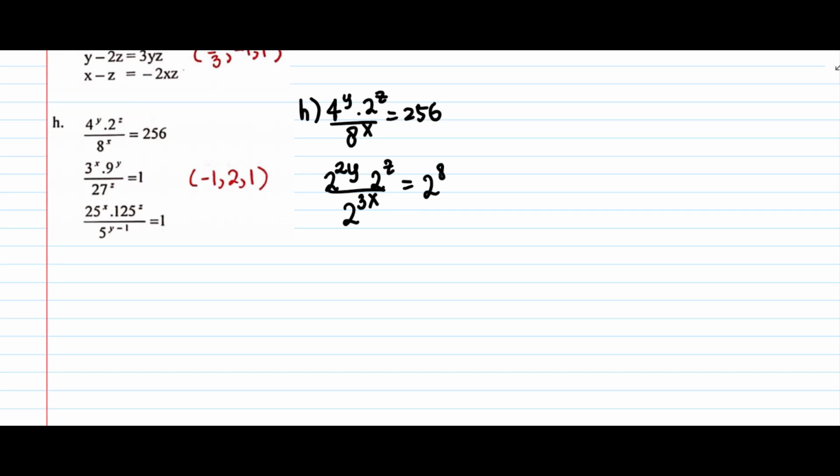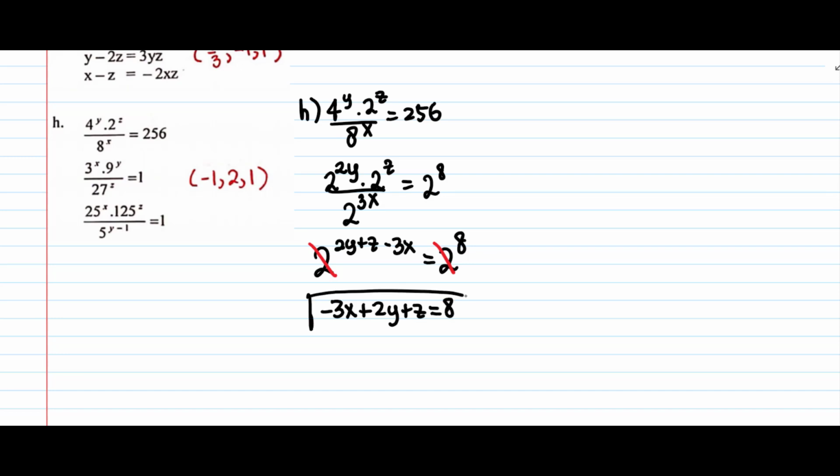And then use the properties of powers. When it's multiplication, you have to add the powers. When it's division, you have to subtract the powers. So I will get 2 to the power of 2y, and then multiplication becomes addition, plus z, division becomes minus 3x, equals 2 to the power of 8. And then we can eliminate the 2. So I will get the first equation just like that. Okay, this is the first.